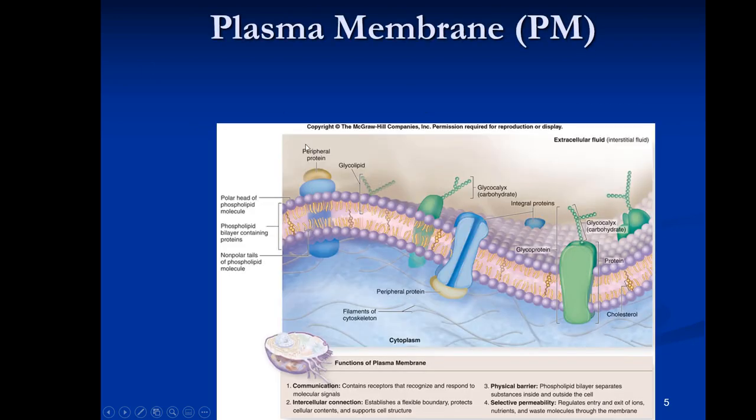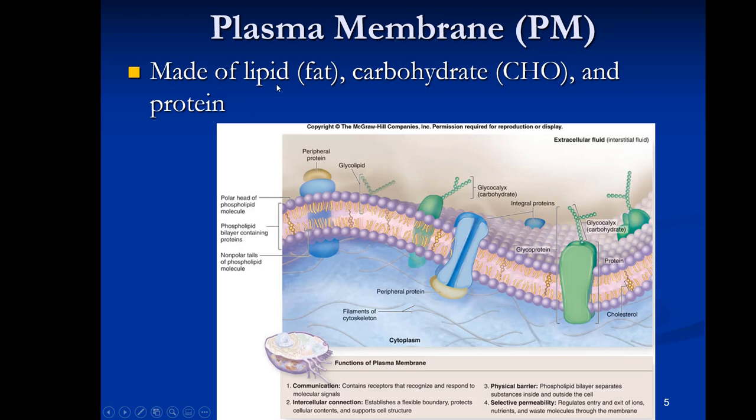So let's start with the plasma membrane. It's made up of a lot of fat or lipid, carbohydrate, and also a little bit of protein. So the bulk of this is going to be fat, though. These structures right here are called phospholipids. We'll look at those in some detail. And these other structures that you see are proteins and carbohydrates. All of these things together make up the plasma membrane. The first thing that you should note about this is that it has two layers, so we call it a lipid bilayer. And the phospholipids are making up that lipid bilayer.